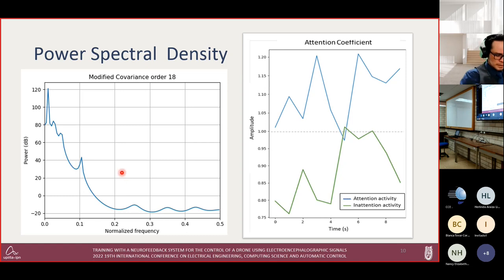brainwave. We specifically use the area under the curve in the beta and theta brainwaves. There are these two peaks. To make an attention coefficient, we divide the beta area by the theta area, and we have the result. We saw that in our volunteers, when they have attention, the attention coefficient grows above 1, but when they lose that attention, they are under 1. So we decided that our threshold is at one.